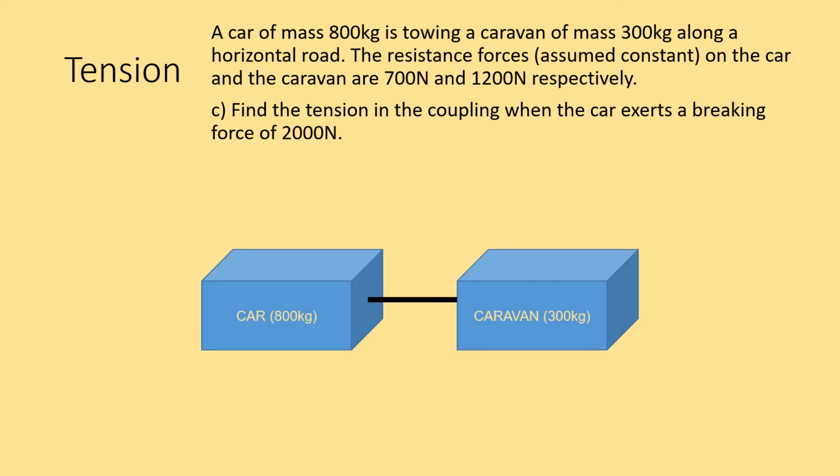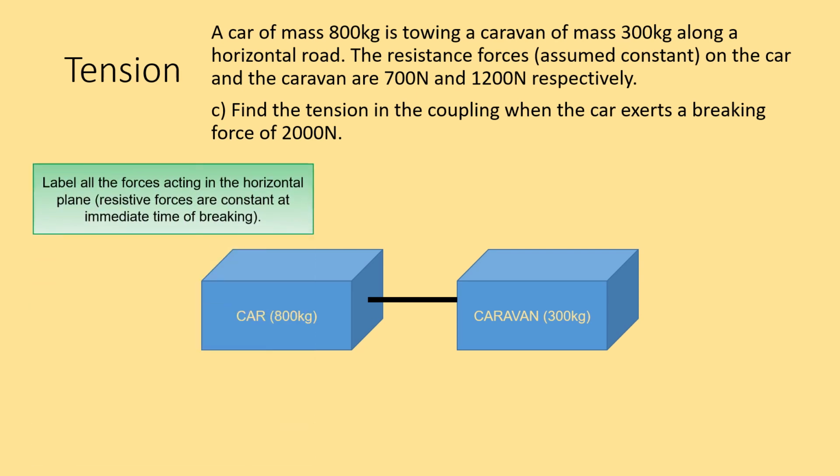So now we can focus on the tension in the coupling when the car exerts a braking force of 2,000 newtons. So I think I've been calling that 20,000 for a while. It's 2,000. So the same thing again, we're now going to label all the forces acting in the horizontal plane, and we're going to assume that the resistive forces are constant at the immediate time of braking. So again, we're going to draw all of the forces, but this time they're all going to be in the same direction. We have the braking force of 2,000 newtons. We have the resistance, the friction of 700 newtons on the car, and the 1,200 newtons on the caravan.